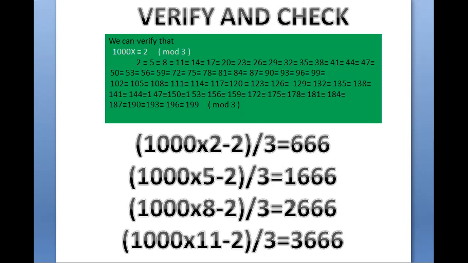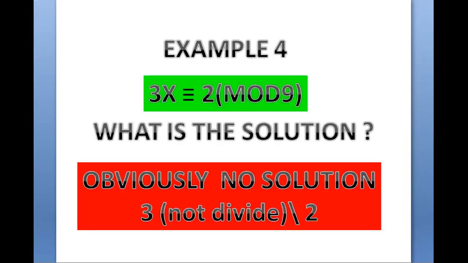So my partner Tan will continue with example 4. I will talk about example 4. This is 3x ≡ 2 (mod 9). What is the solution? Obviously no solution, because 3 does not divide 2. We look at gcd(a, n), where a is 3 and n is 9. So the gcd is 3, and 3 cannot divide 2.